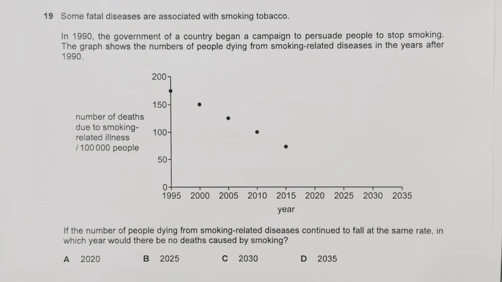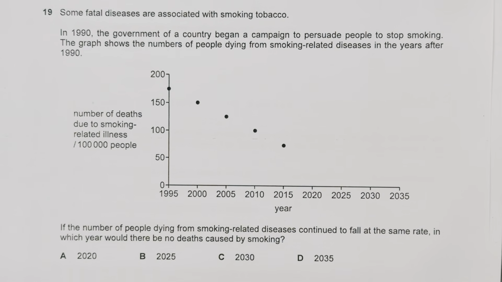Some fatal diseases are associated with smoking tobacco. In 1990, the government of a country began a campaign to persuade the people to stop smoking. The graph shows the number of people dying from the smoking related diseases in the year after 1999. If the number of the people dying from smoking related diseases continue to fall at the same rate, in which year will there be no deaths caused by the smoking?